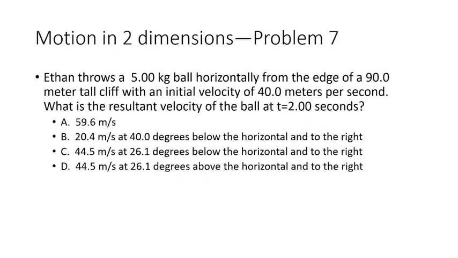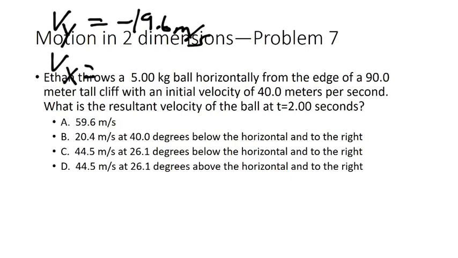All right, now we're on problem 7. And again, we're looking at essentially the same problem. But this time we want to know what's the resultant velocity of the ball at t equals 2 seconds. Well, in problem 6, we found that at 2 seconds, the vertical component of the velocity was negative 19.6 meters per second. So I'm going to call that Vy in this case, letting us know that that's the vertical component, negative 19.6, again, meters per second. And the horizontal component of that velocity was positive 40.